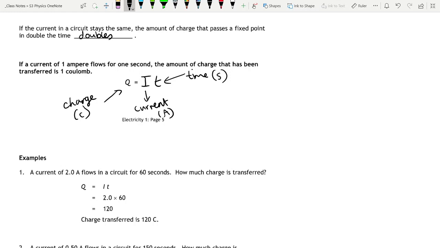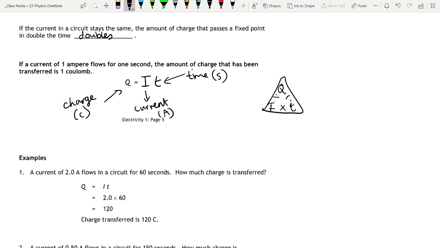Do you want me to draw a triangle for rearrangement? Or were you okay with rearranging? I'll draw a triangle, but you don't have to use it. Okay, so I equals Q over T, T equals Q over I, and Q equals IT.